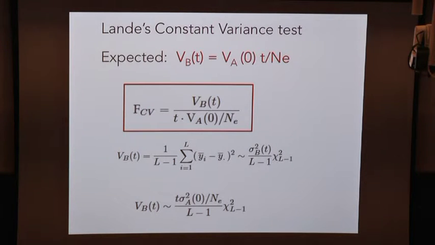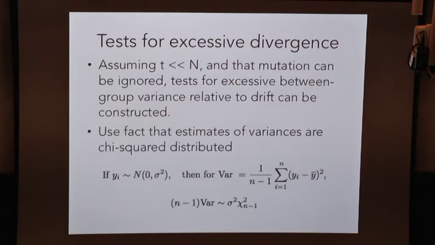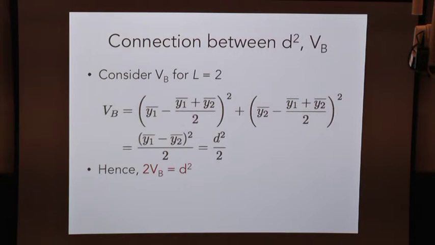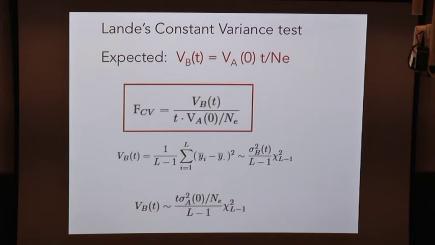Russ Lande proposed 2 tests. This is the first one dealing with the effects where I've got populations and the populations diverge, but I'm assuming that divergence is all due to partitioning the initial variation. It's not due to new mutation. This is a relatively short time scale test. And what you can show then is the expected, just going back up to here, assume that founding size is really large, we can ignore that term. You look at this term here, you get the between group equals this expression times additive variation, and it turns out you can write that basically as this.